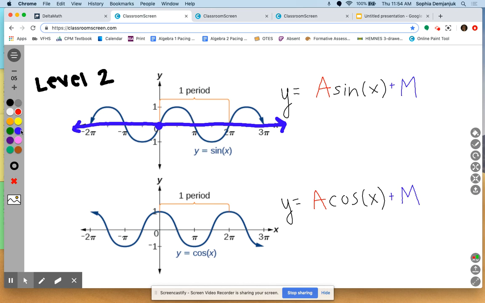Second thing that you need to know is that the midline in your equation, how high or low the midline is, gets added to the end. For the second, cosine function, our y-intercept is at the maximum, and it does not go through the midline for cosine.